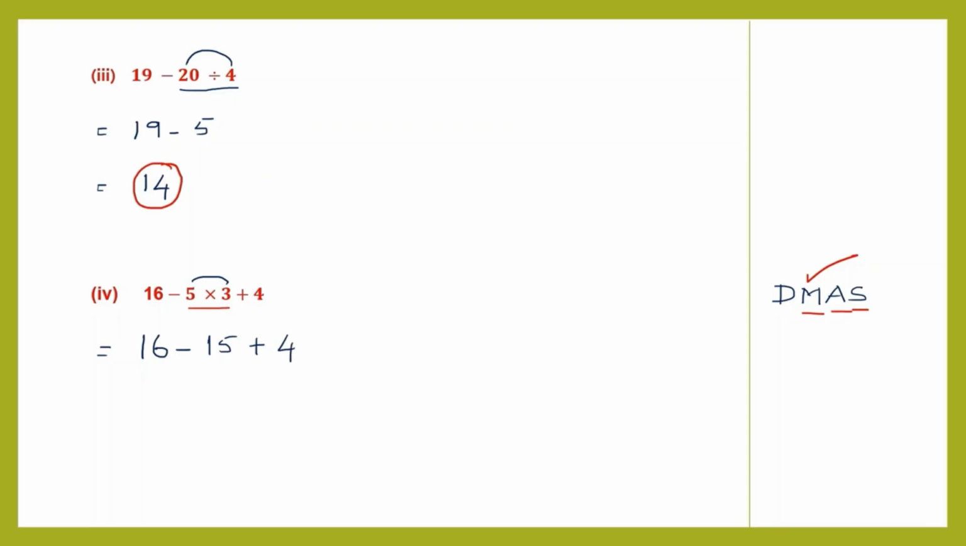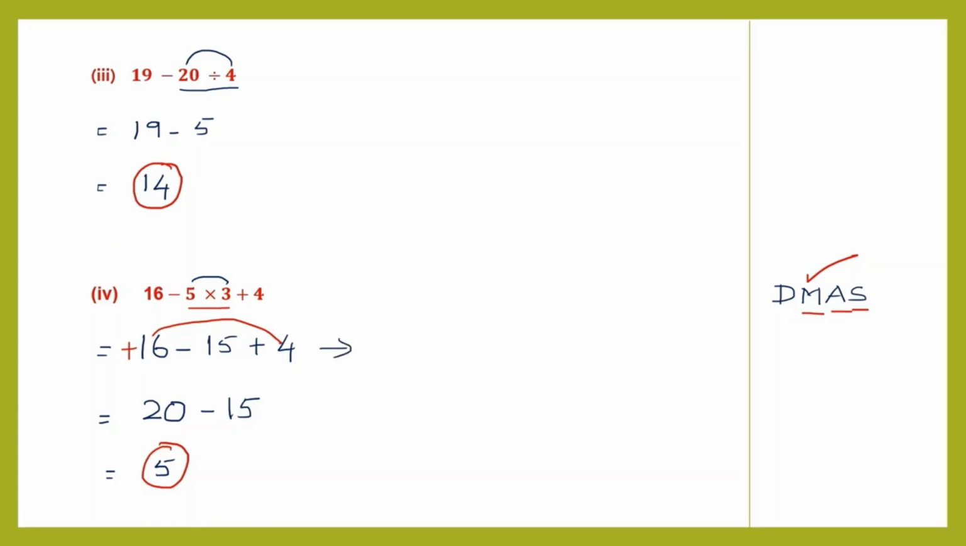So now we have addition and subtraction. When you have addition and subtraction, do the addition first. Now 16 has a plus sign. 16 plus 4. I have taken the numbers which have the same sign. So 16 and 4 have the plus sign. So I'm adding 16 plus 4. 16 plus 4 is 20. 20 minus 15. So 20 minus 15 is 5. So the answer here is 5. Now this is one way of doing it. Let me show you another way of doing the same thing.